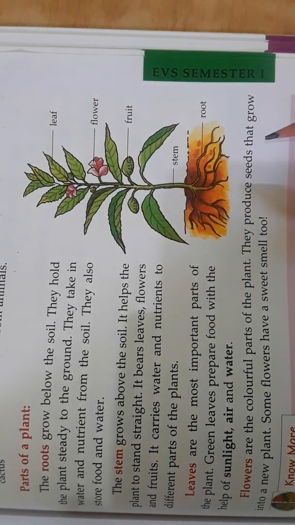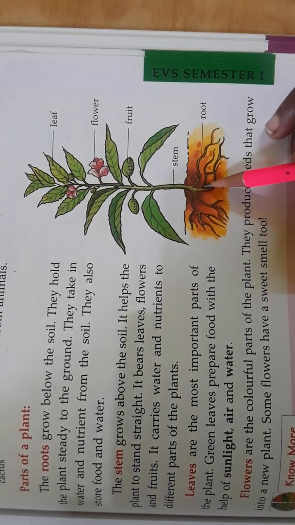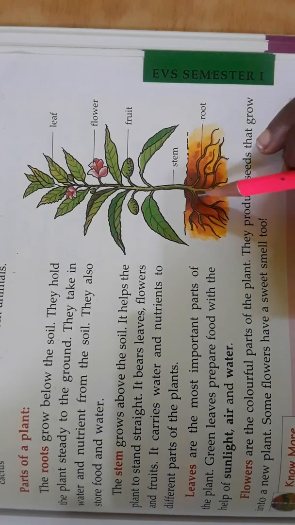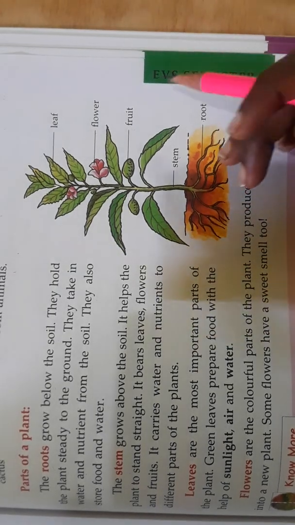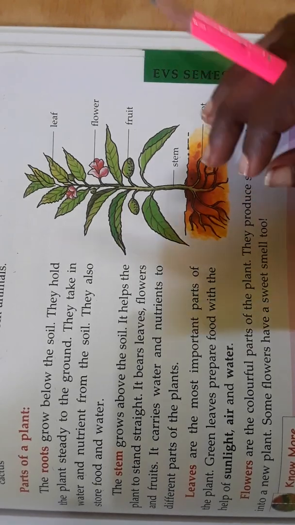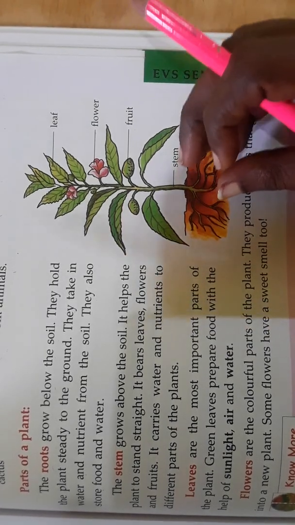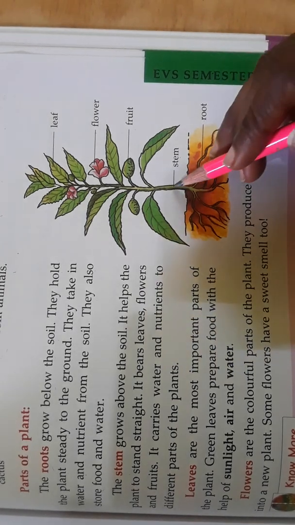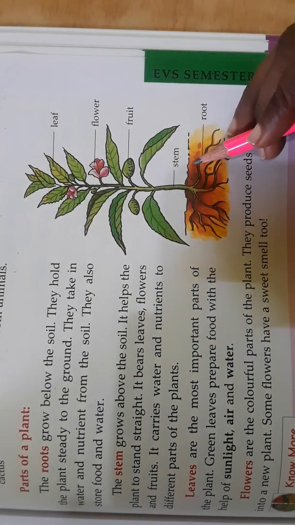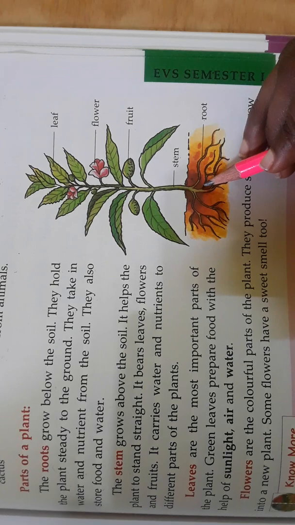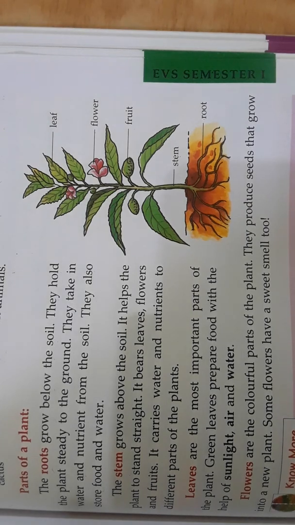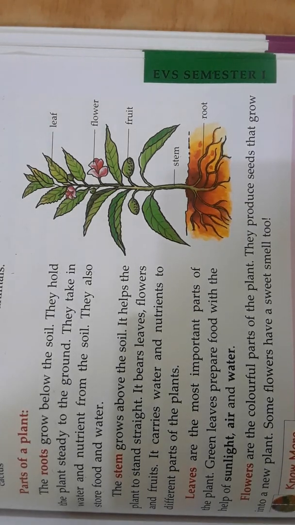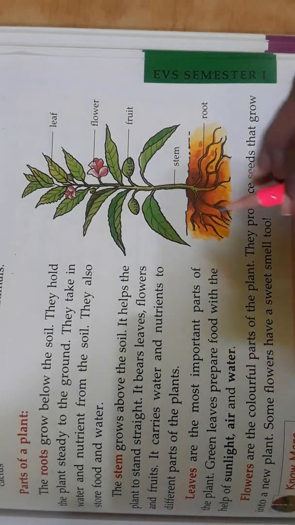Now children, this root grows below the soil. Where will it grow, children? Below the soil. They hold the plant steadily to the ground. They take water from the soil. They also store food and water, children.